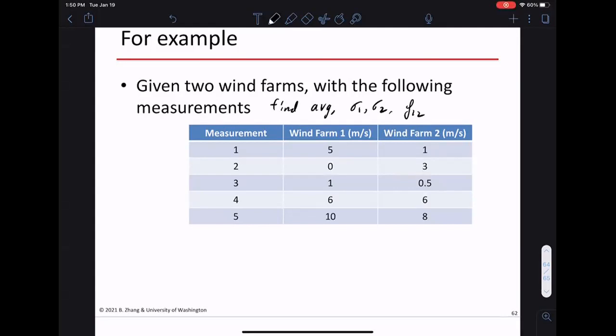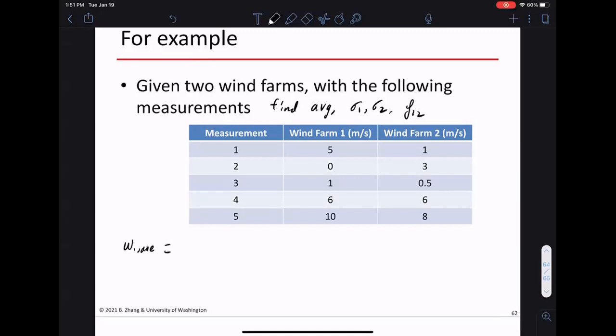Right, so let's go find each of them. Let's find the average. To find the average for a single site, you basically pretend the second one doesn't exist and just use the normal formula, because here we're only looking at site 1 for the average. So we can ignore the fact that we also measured wind farm 2. It doesn't enter into the average computation of wind site 1, wind farm 1.